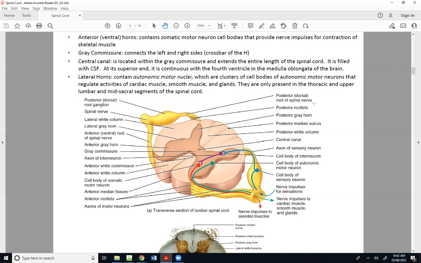On the right side: posterior or dorsal root of spinal nerve, posterior gray horn, posterior median sulcus, posterior white column, and then central canal. You don't need to worry about anything else, but make sure you know those things. A very, very important image. There's a very good chance you'll see this one again.